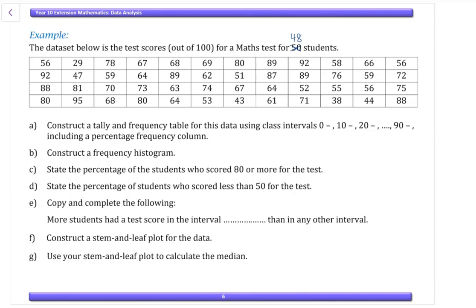Construct a frequency histogram. I keep saying histogram. State the percentage of the students who scored 80 or more for the test. State the percentage of students who scored less than 50 for the test. Copy and complete the following: more students had a test score in the interval blank than in any other interval. Construct a stem and leaf plot for the data and use your stem and leaf plot to calculate the median.